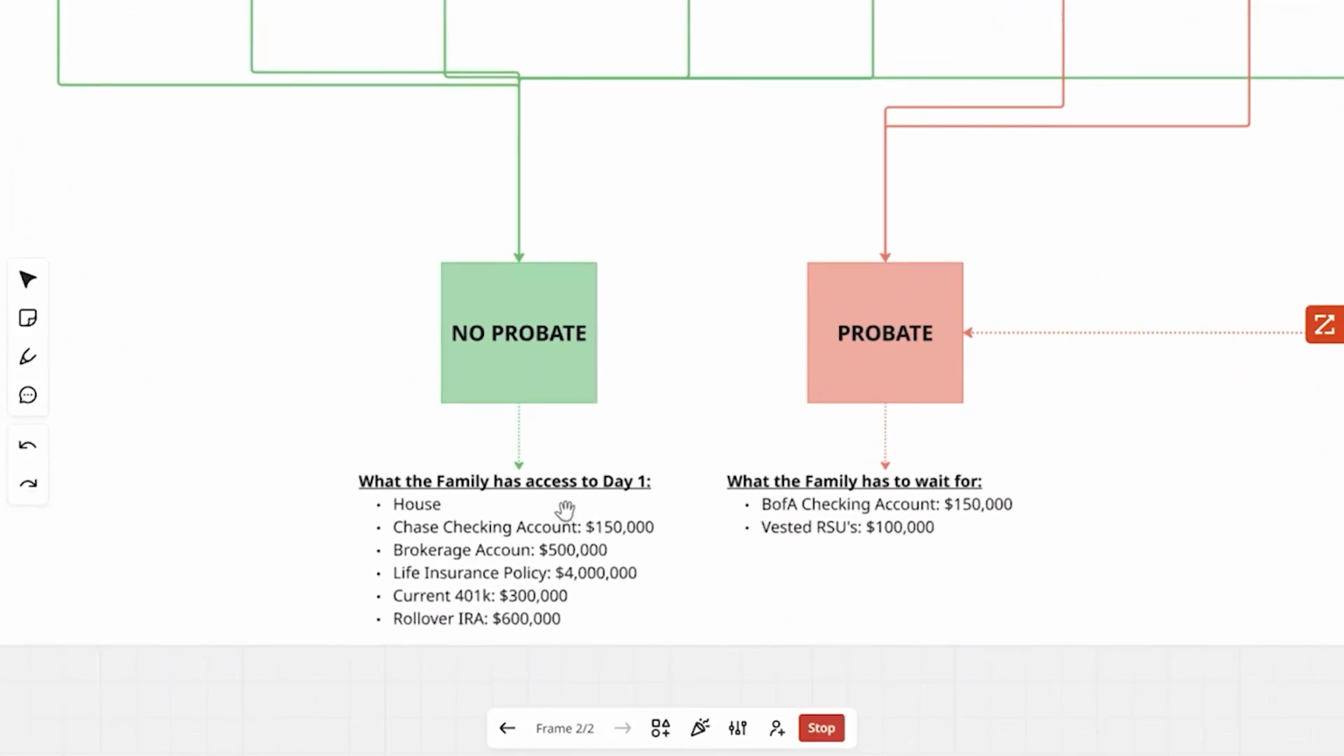The Chase checking account, the wife would have access to immediately. So she'll have that 150,000. Let's keep in mind too, and let's play out the scenario, the wife is not working. There's also the brokerage account, which has single name stocks, some ETFs, and a mutual fund or two. There's 500,000 in there. That had a named beneficiary. That's going to transfer over.